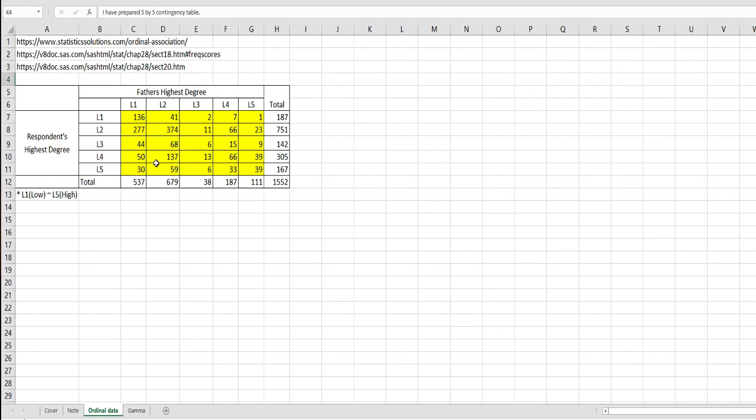I have prepared a 5 by 5 contingency table. There are 5 levels, from level 1 to level 5, for row and column. We want to measure the ordinal association between respondent's highest degree and father's highest degree. Let's measure it by the gamma statistic.